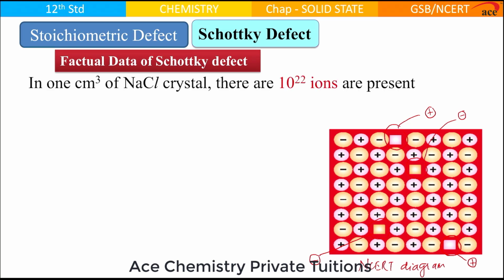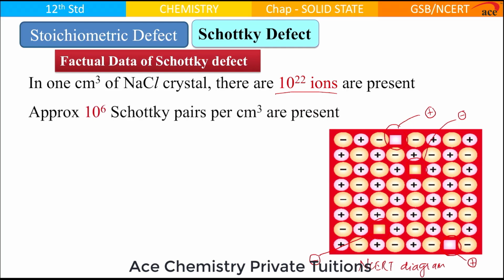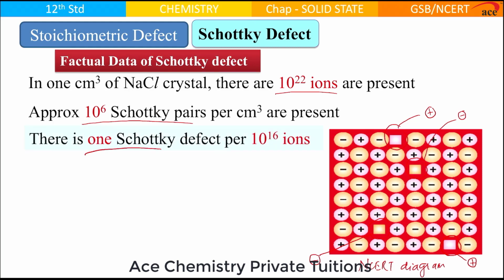The factual data which is available is, if you take 1 centimeter cube volume of NaCl crystal, experimentally it is found 10 to the power 22 ions are present, combined cations and anions. Out of this, it has been found 10 to the power 6 Schottky pairs are missing. That means there is one Schottky pair in 10 to the power 16 ions, because we got 10 to the power 22 divided by 10 to the power 6, that is 10 to the power 16. One Schottky defect is found. That's experimental data for us. That means quite a sufficient number of Schottky defects is found in our experimental data. So that was all about Schottky defect.